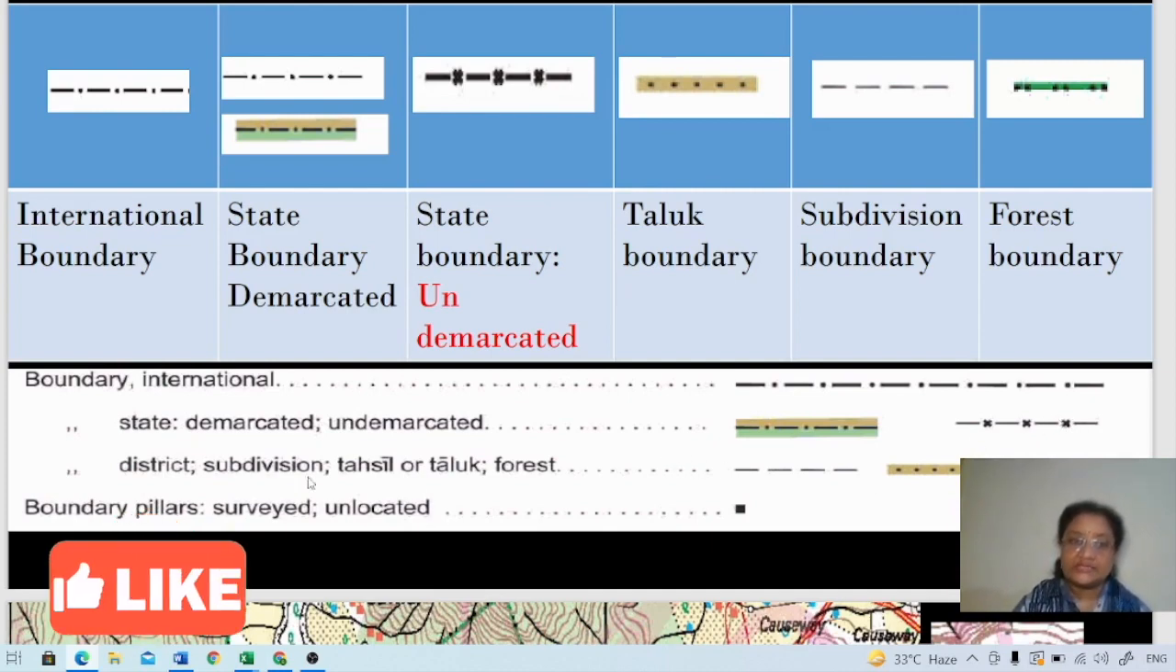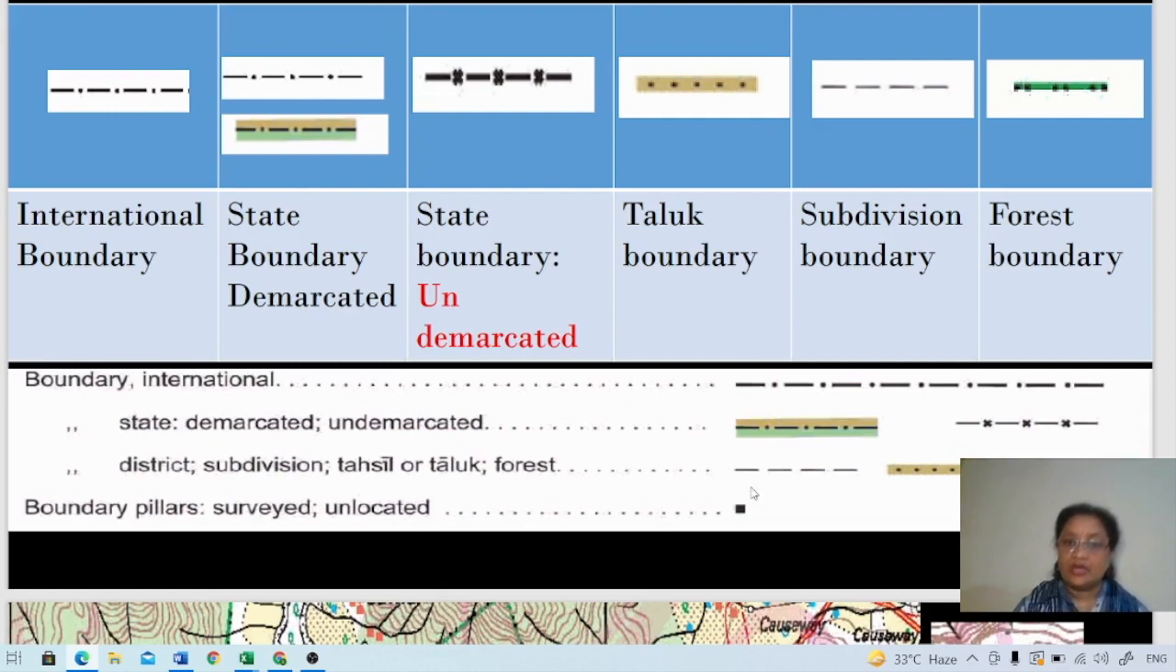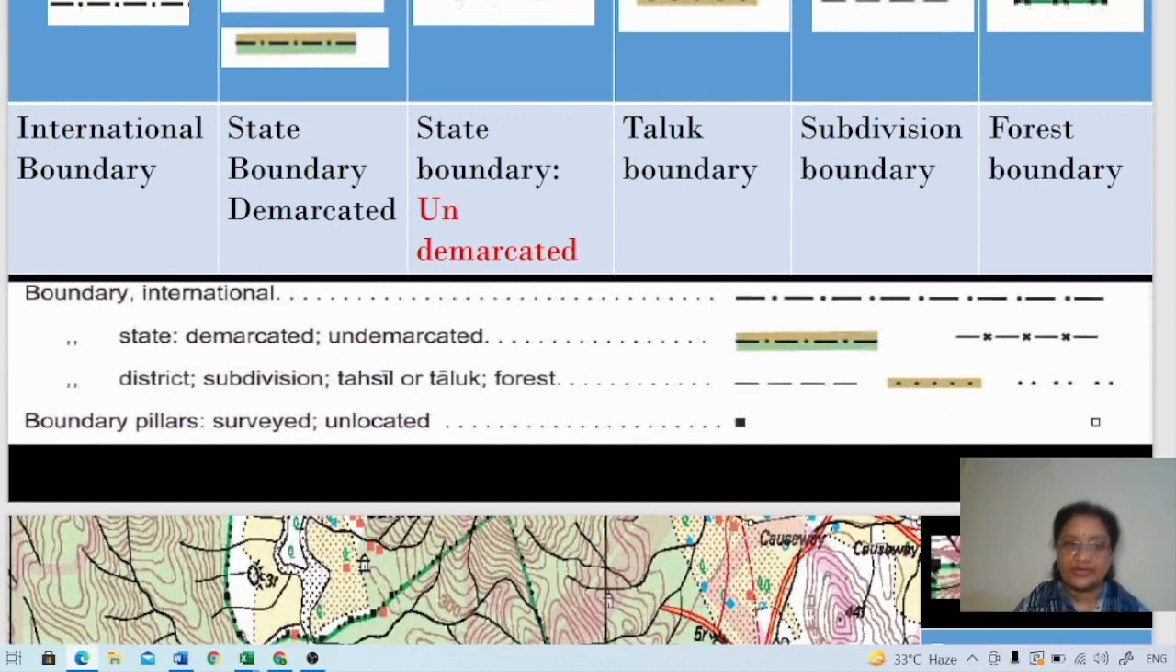Next is the district boundary. The district boundary can be seen by a simple dash, dash, dash, but the dashes or the broken line shown are very thin compared to international and state boundaries. Then this is the tehsil or taluk boundary. And the next one is the forest boundary. Clear?